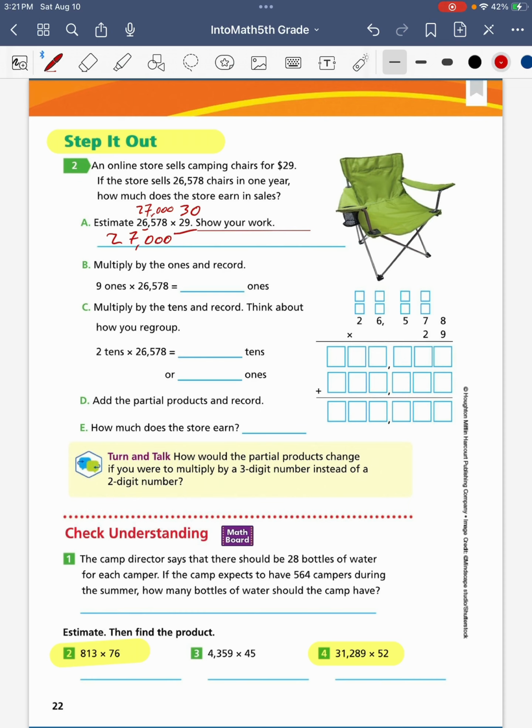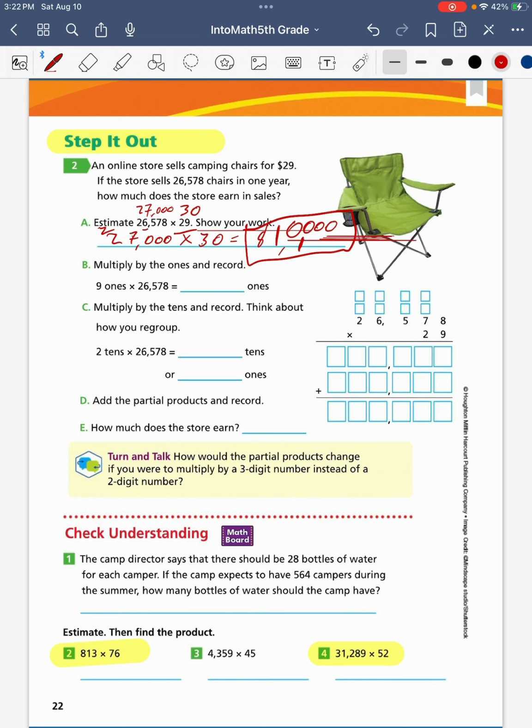And so for my estimation, I'm going to multiply 27,000 times 30. 1, 2, 3, 4 zeros. Then I multiply 3 times 7, that's 21. And 3 times 2 is 6 plus an additional 2. Our estimate is that approximately $810,000 will be our solution.